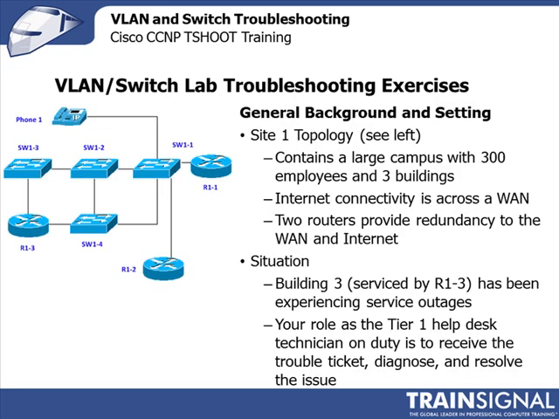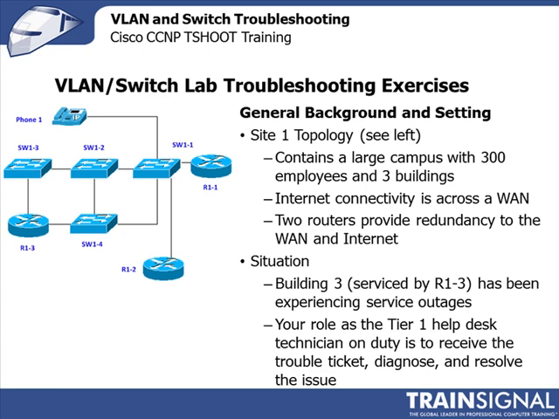This particular set of exercises is going to concentrate on Site 1, which is a part of our lab. You see the topology to the left. This is the basic layout. And this particular environment is a large campus with 300 employees spread across 3 separate buildings, all owned by the same company. The internet connectivity is across the wide area network. So this campus environment is getting internet access from another location. And there are 2 routers that provide redundancy both to the WAN and the internet. Notice routers 1-1 and 1-2. These both connect to the wide area network.